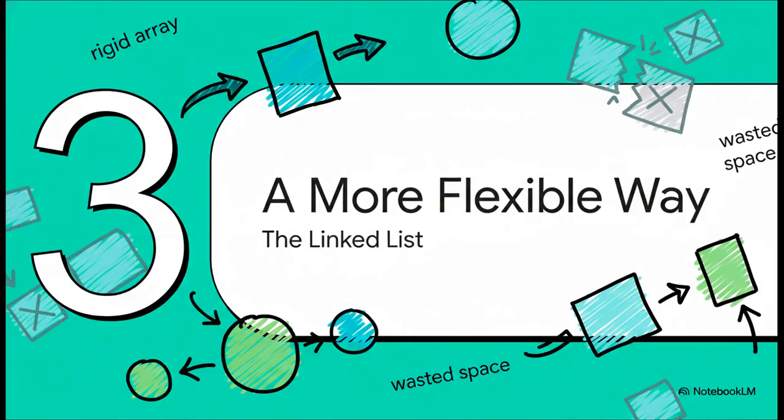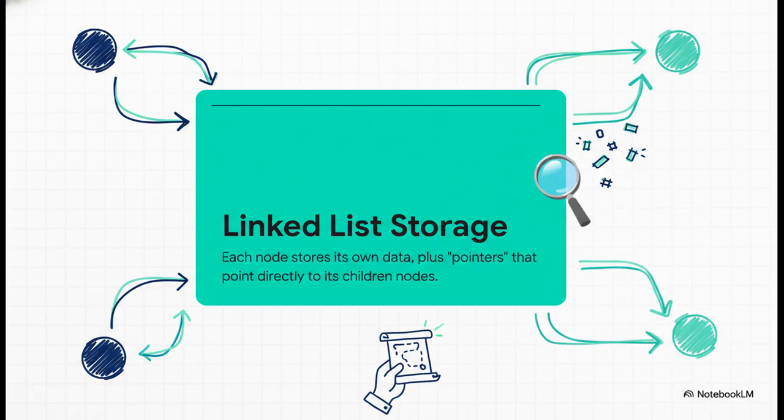So to solve that massive wasted space problem, computer scientists came up with a totally different way of thinking about it. Instead of a rigid, pre-sized array, they use a flexible structure called a linked list. The best way to think about this method is like a scavenger hunt. Each node is its own little package that can live anywhere in memory. It holds its data, of course, but the crucial part is that it also holds the exact memory addresses, or pointers, that tell you exactly where to find its children. So to get around the tree, the computer just follows this trail of pointers from one node to the next.